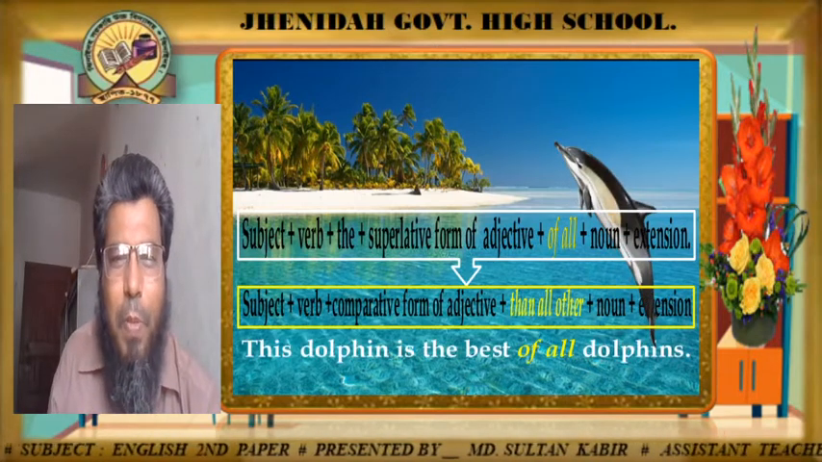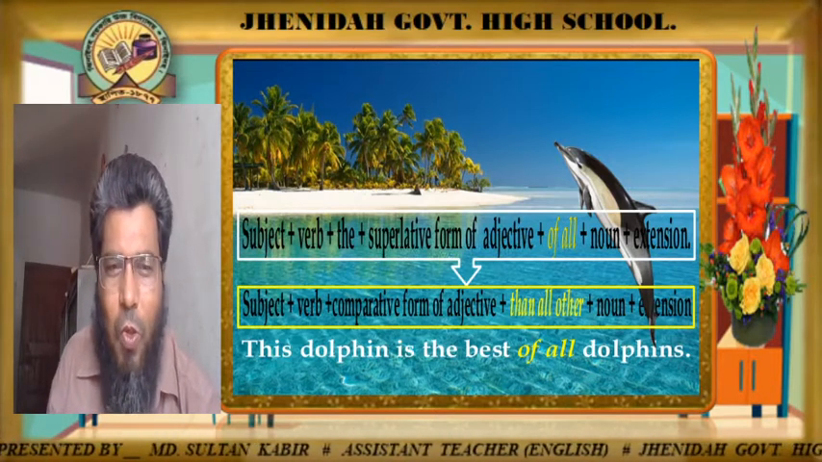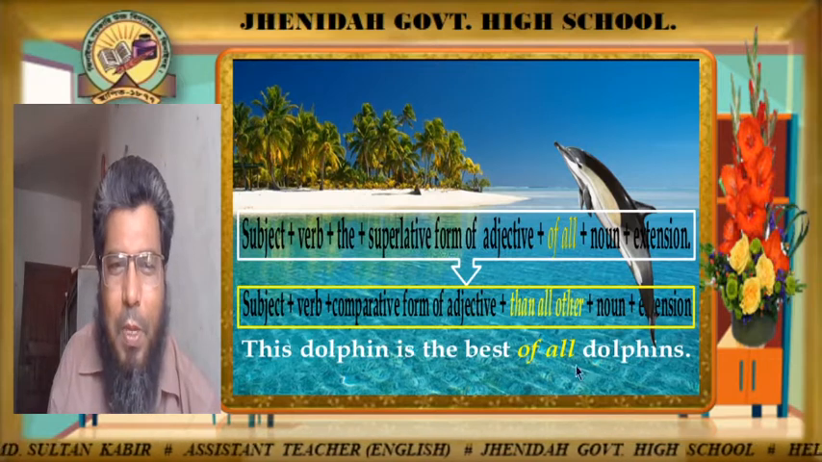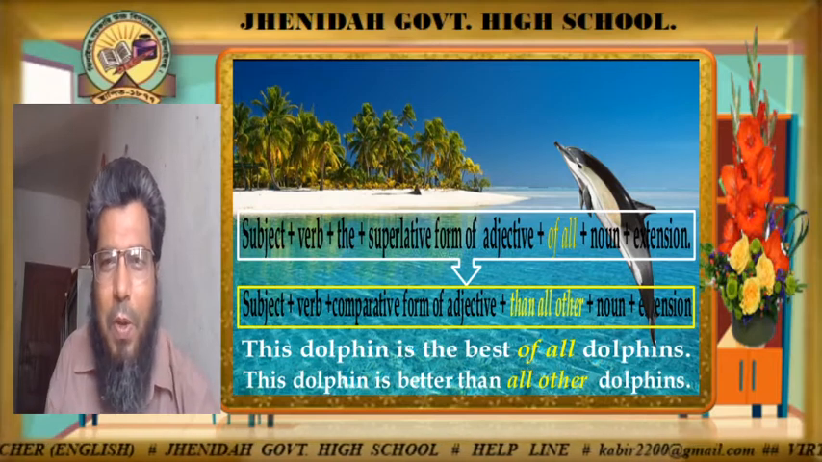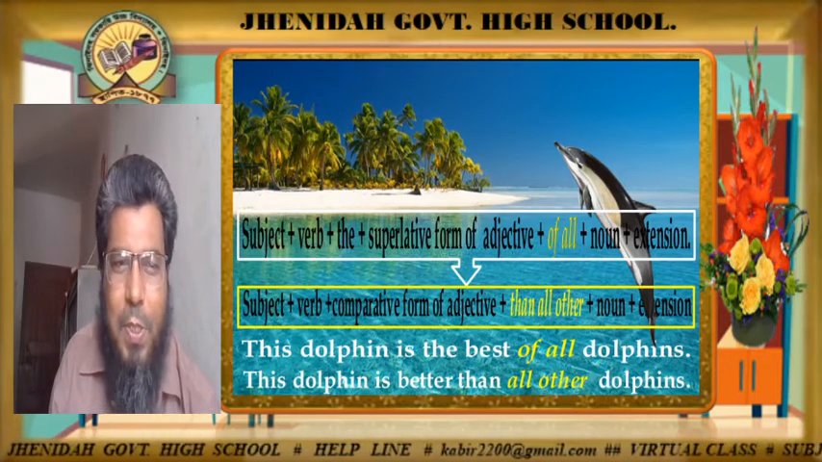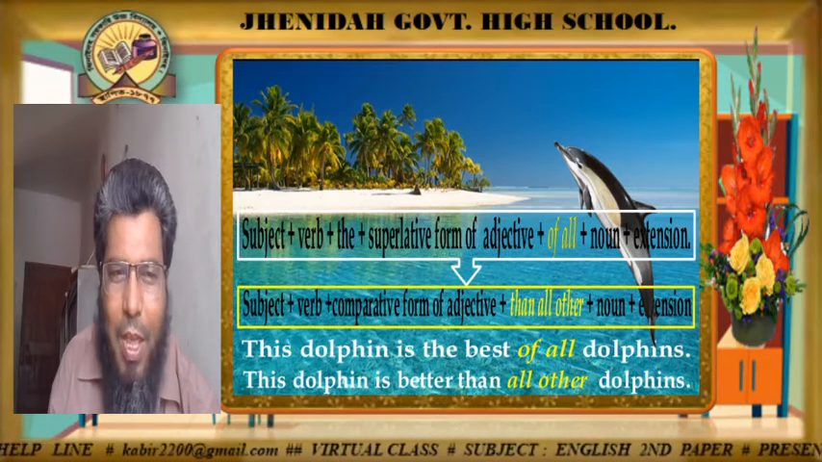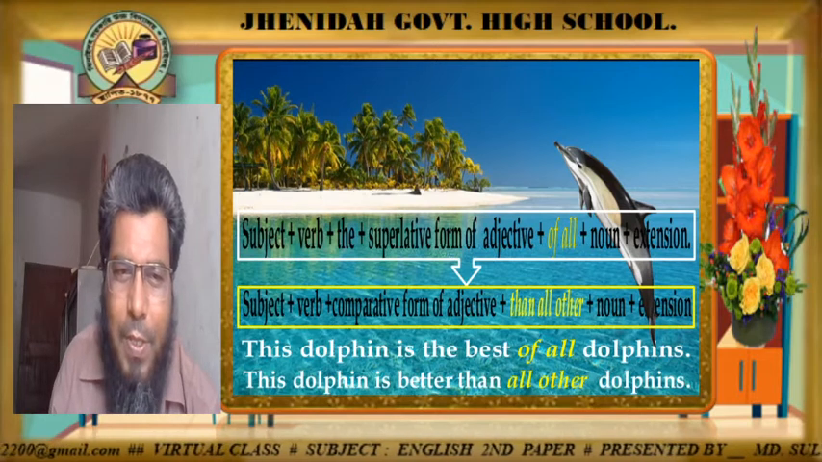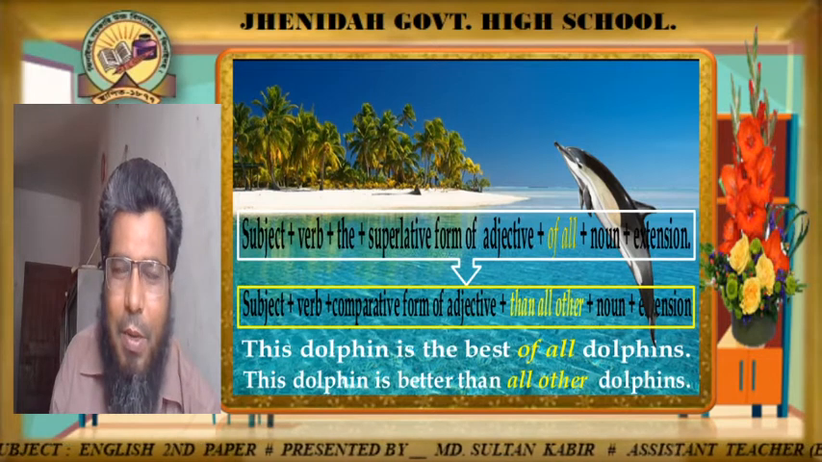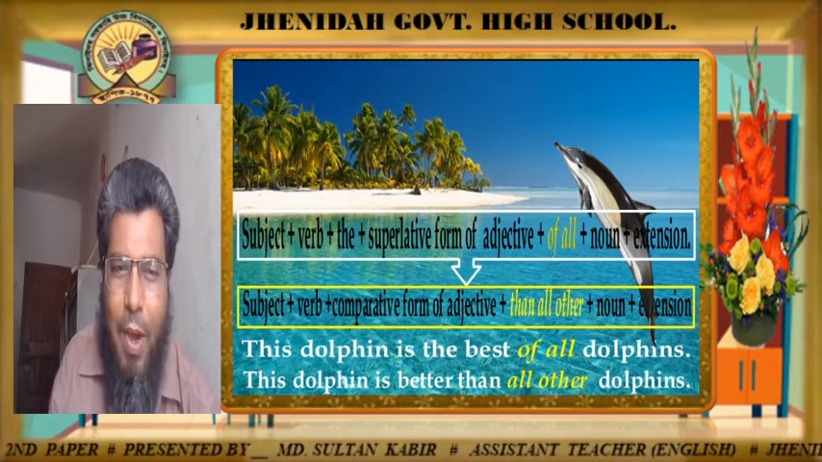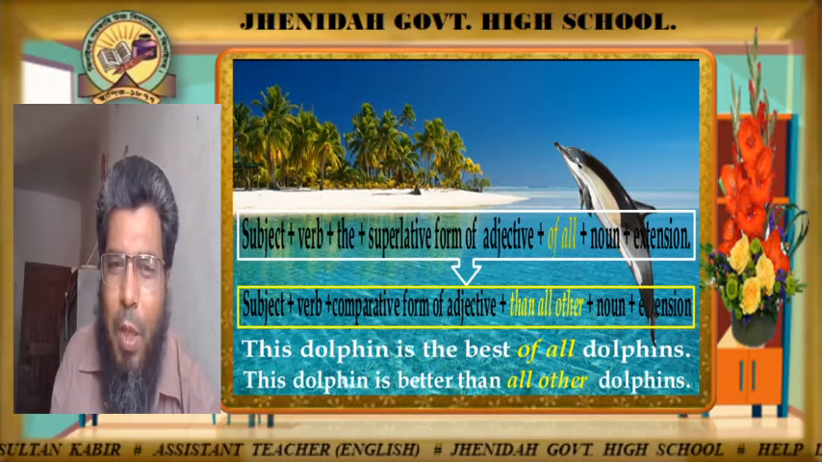So now look at the example here. This dolphin is the best of all dolphins. Look at here. This is the superlative degree and here "of all". So we can change these types of superlative degree into comparative by following the structure. What is this structure? Subject plus verb. So this dolphin, subject and verb is here "is", and the comparative form of the superlative form "best" is here "better". Okay, then "than all other". Why? For "of all".